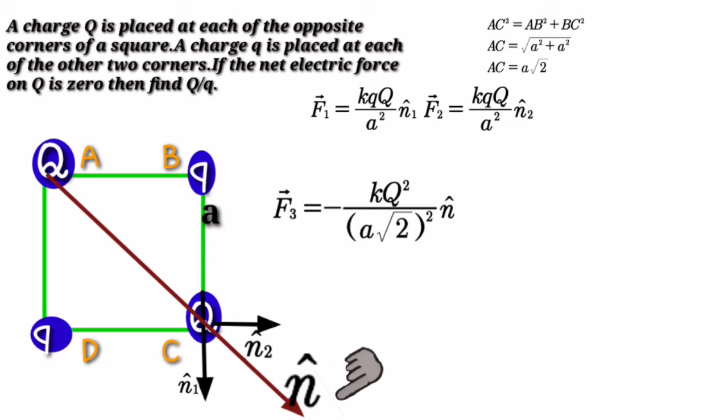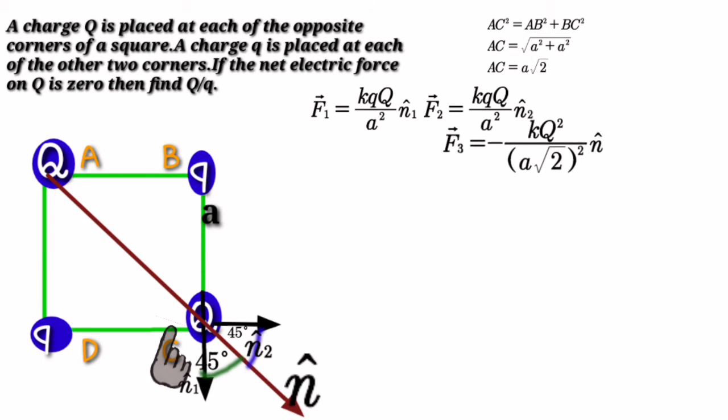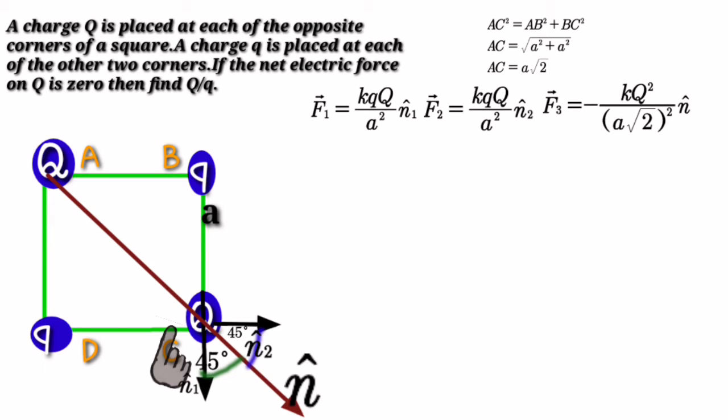This unit vector makes an angle of 45 degrees with force F1 or F2. The nature of this force is also repulsive. In the above equation, root 2 A is the distance between the capital Q charge placed at point A and the capital Q charge placed at point C. Therefore, AC is equal to root 2 into A.